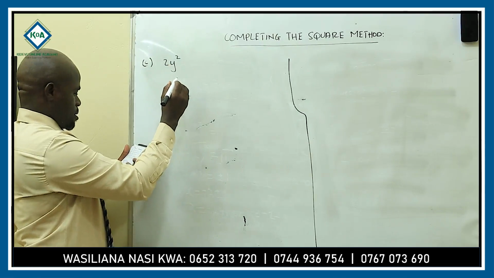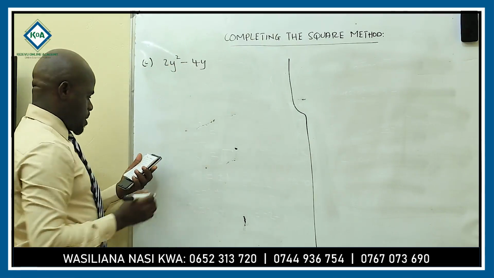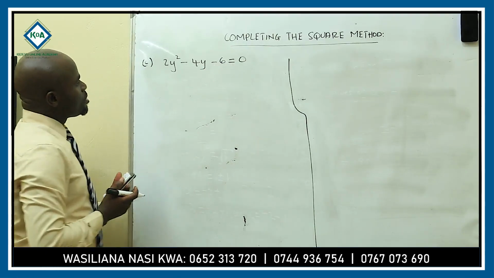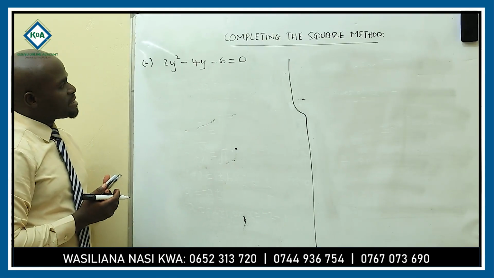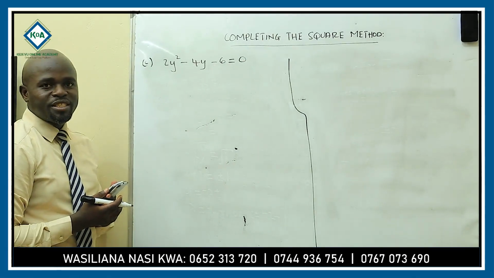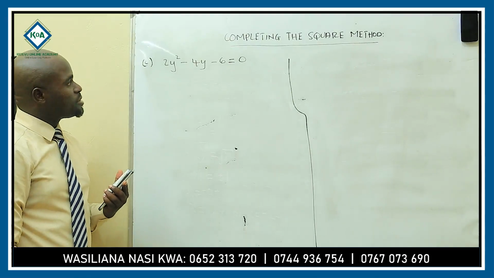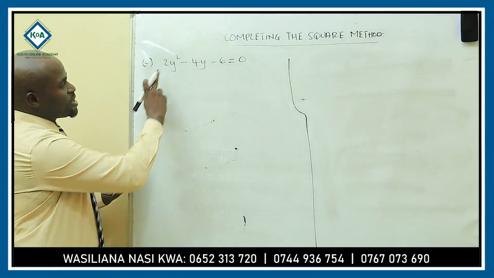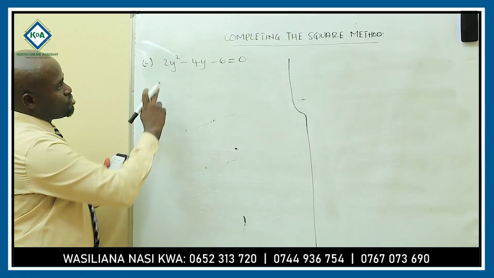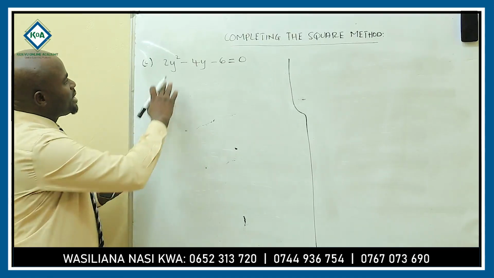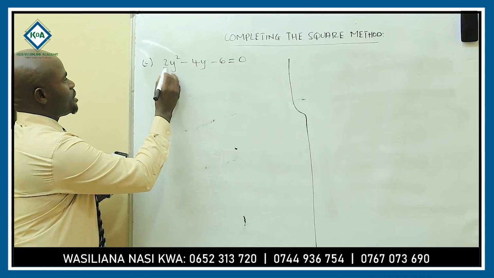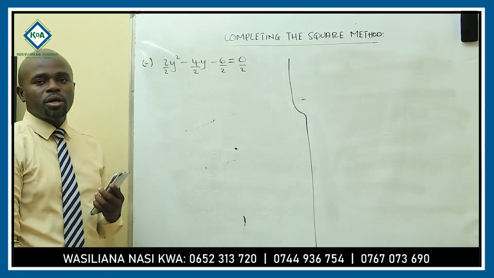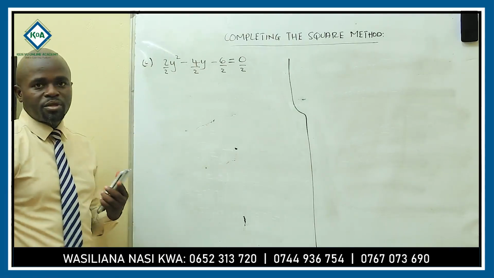For C, we have 2y squared minus 4y minus 6 is equal to 0. Solving by the completing the square method. The first step is to make sure the coefficient of y squared is 1. But here we see it is 2. So first we have to remove this 2 by dividing by 2 throughout. So we divide by 2, and here by 2, and here by 2, and here by 2, so as to make sure the coefficient of y squared is 1.